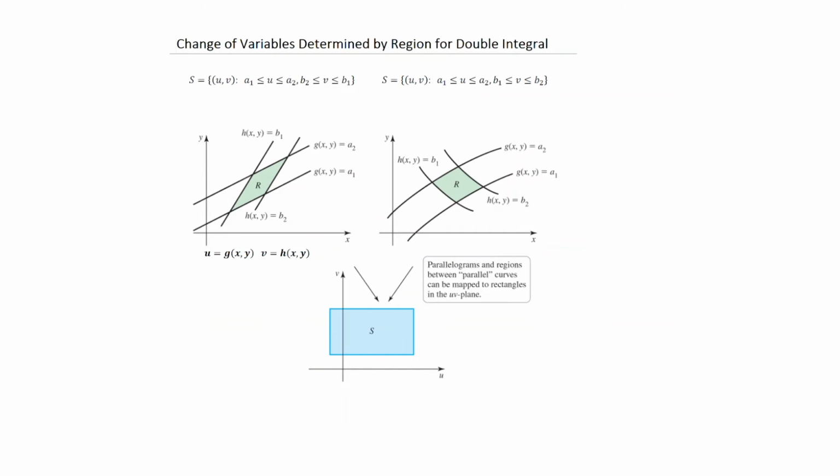All right, now let's consider change of variables determined by the region for the double integral. And so what I show here are two specific examples. If you look here, you'll see a straight line and a straight line. And so the only difference between these two is that this is being offset by a certain amount. So if you were to add a component in this direction, then you could get these two to match. Similarly here, if you add an offset to that, you can get these two to match.